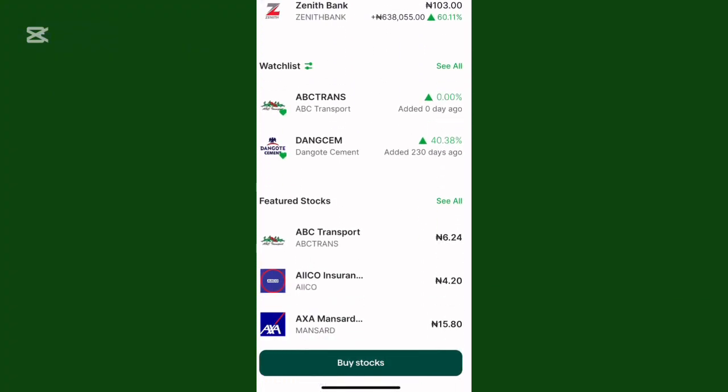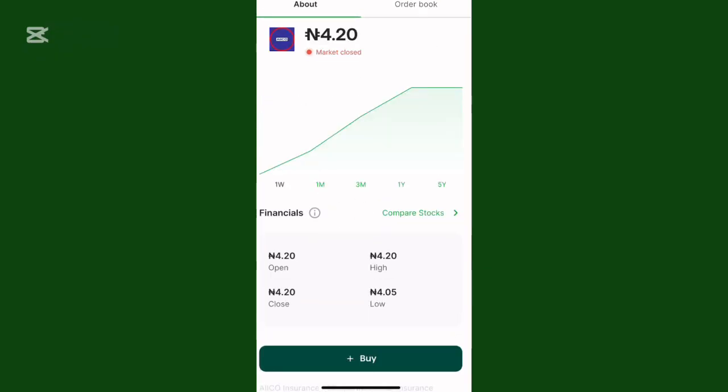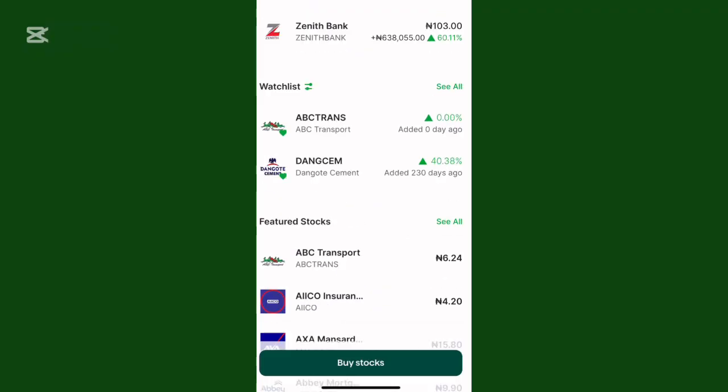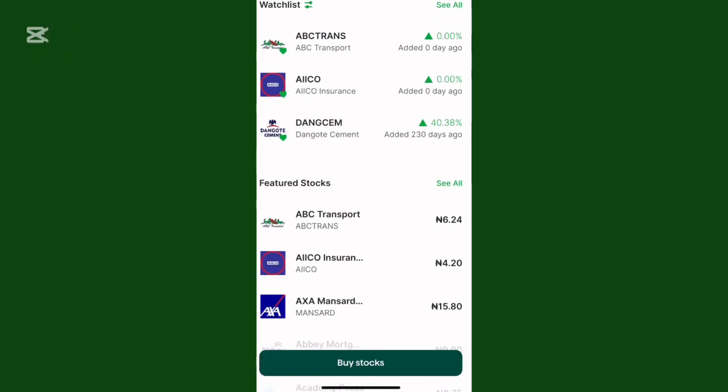You have your watch list. Watch list simply means the stocks you are watching. So how do you put a stock on your watch list? Let's use Eco Insurance, for example. You click on Eco Insurance, you'll see this love button just beside the name. You click on it, and then it will appear in your watch list. So let's refresh this page. You can see that it has already appeared. So that is how to put a stock on your watch list.